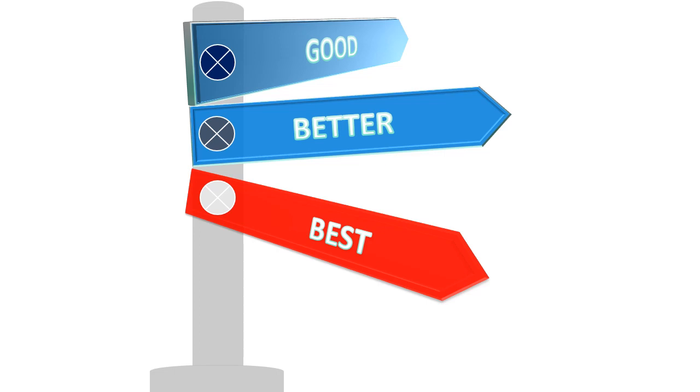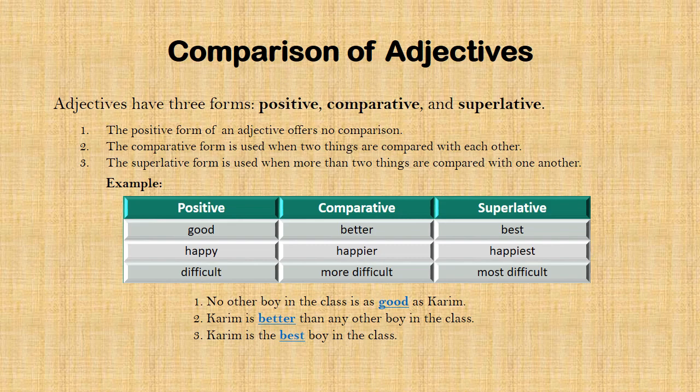Now we are going to discuss comparison of adjectives. Adjectives can be used to make comparisons. They are used to indicate what is different or similar about two or more things. There are three types of comparisons. They are positive, comparative, and superlative.